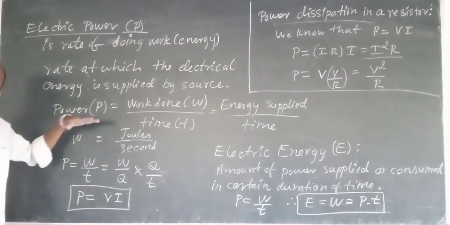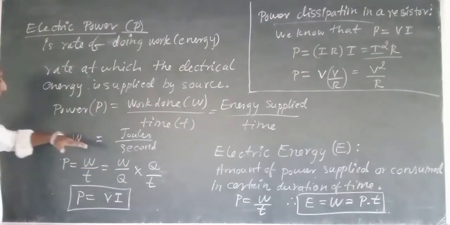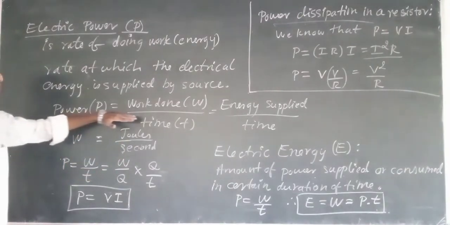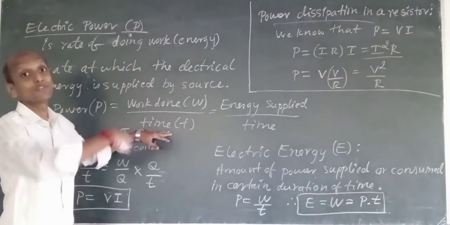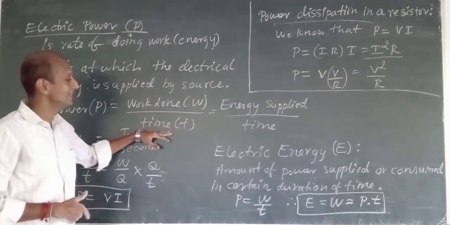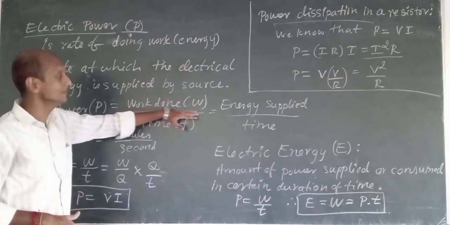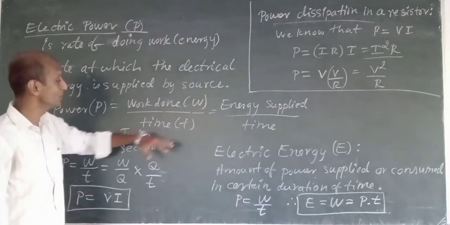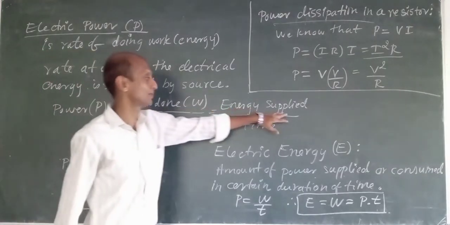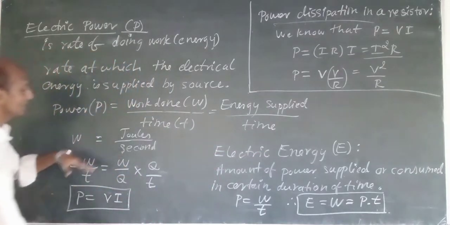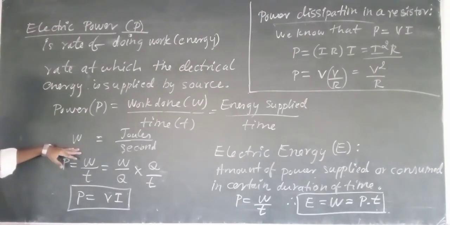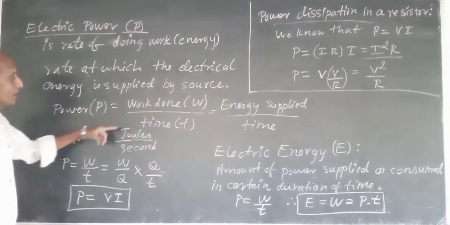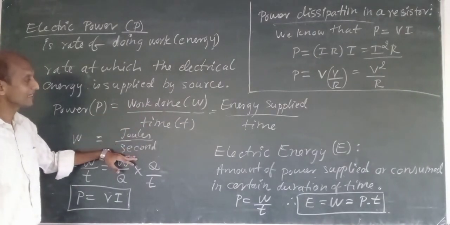Now I can define it in equation form: power P is equal to work done W divided by time, that is, with respect to time. So P is work done divided by time T, or energy supplied divided by time. Power is measured in watts, work done is in joules, and time is in seconds.